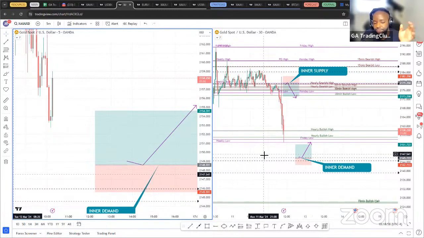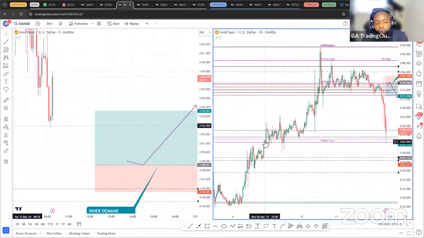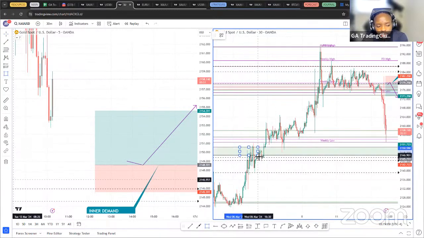And also, it's the most optimal zone, but the other thing I mentioned to you guys last week, when I send out these trades with inner supply and inner demand, also look to your left and ask yourself, how big is the structure to the left?